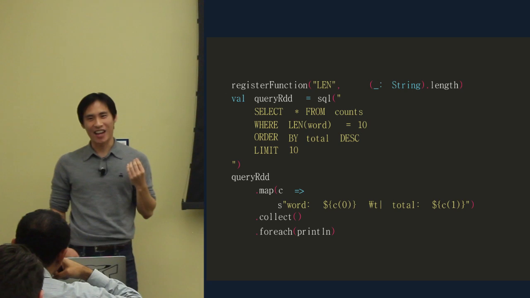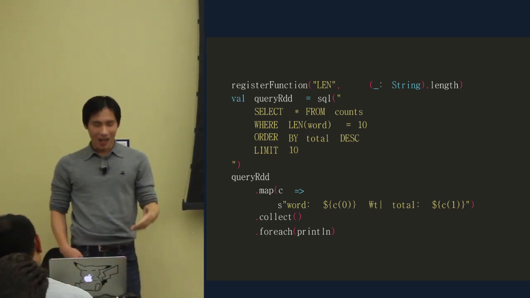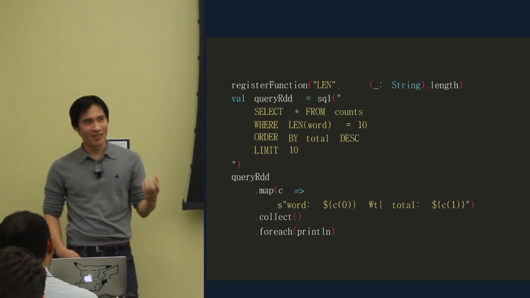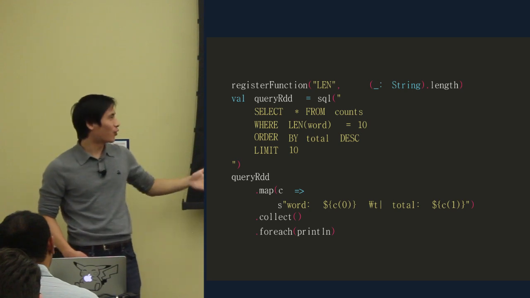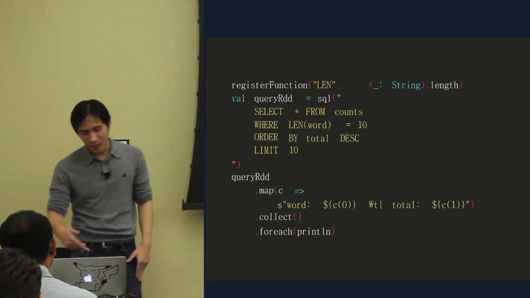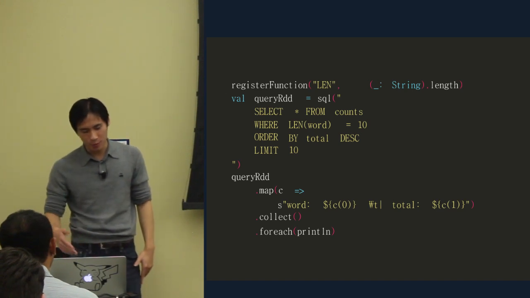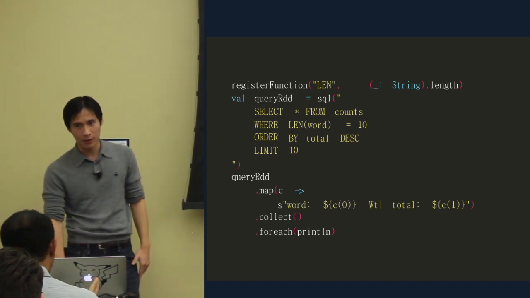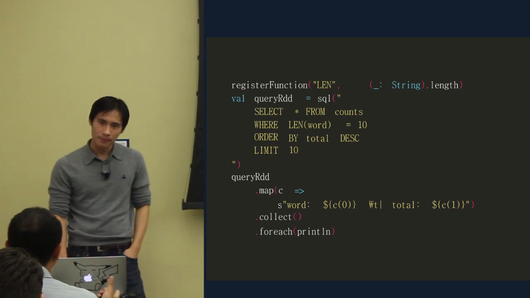Foreach is also an action. I left the collect here because so far collect has been the action, so I wanted to keep it clear. But yes, you can also do .foreach(println) and it should do something similar. It will give this exact behavior. Yep.